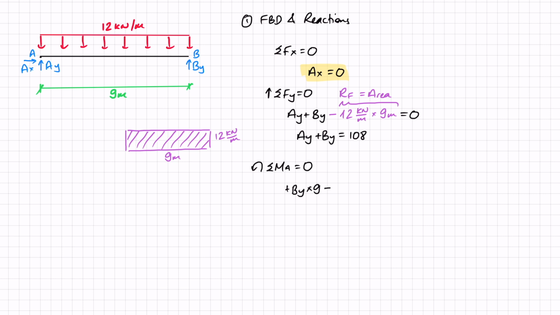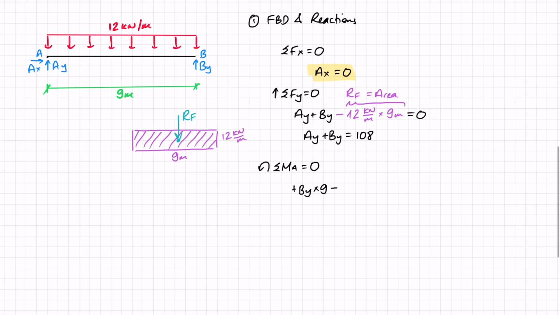Whenever you have a distributed load, it doesn't matter what shape that distributed load is. The area of the shape gives you the force, and the centroid gives you the location of that resultant force. In our case here, it is going to be the centroid of a rectangle, which is in the middle of the rectangle, and this is where we're going to put our resultant force for the purpose of calculating the moments around A. So the area, 12 times 9, that gives me the force.